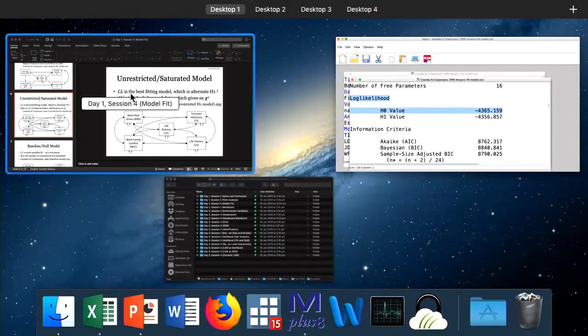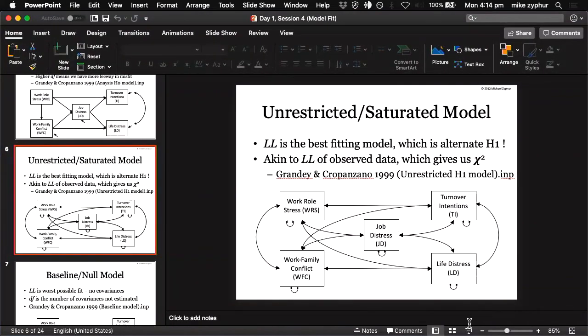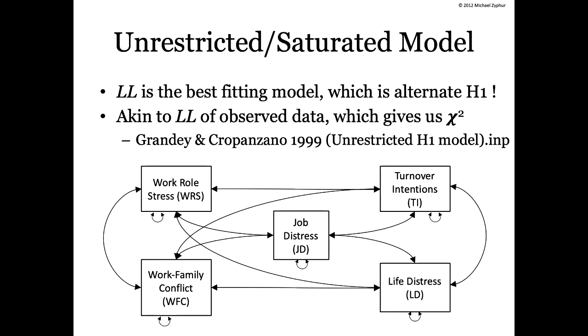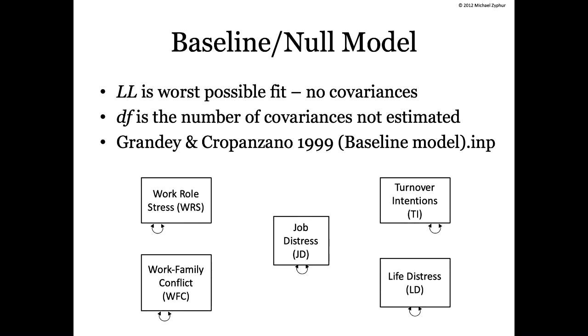Okay. So what does our baseline or null model look like? If we want to diagram these models, we have our analysis model, the one we were familiar with. We've got the saturated model, or the unrestricted model. That's got all possible covariances. And the baseline, or null model, might look like this.